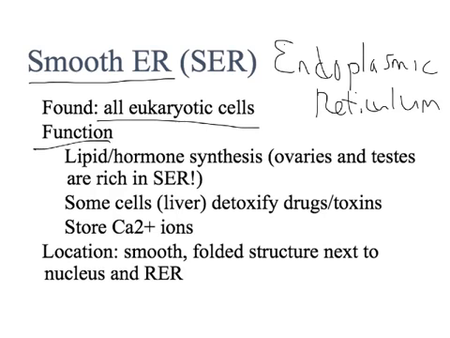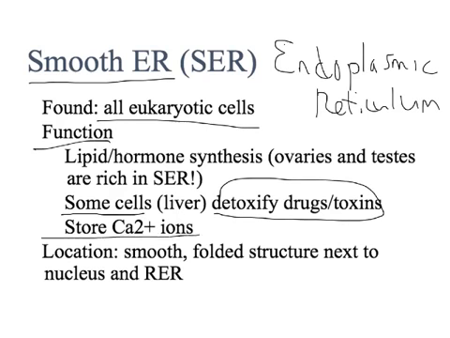So things like the ovaries and the testes, which make estrogen and testosterone, have tons of smooth ER in those cells because they have to make lots of hormones. In some cells, the smooth ER helps to detoxify drugs, so the liver has tons of smooth ER. And the smooth ER can also store calcium ions. Okay, it's located next to the nucleus and the rough ER, and it's smooth and folded.